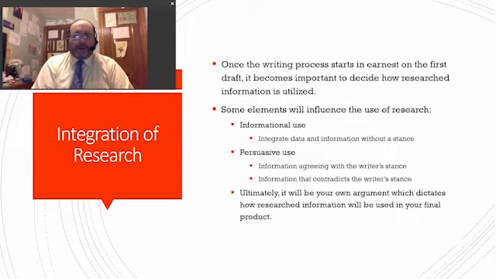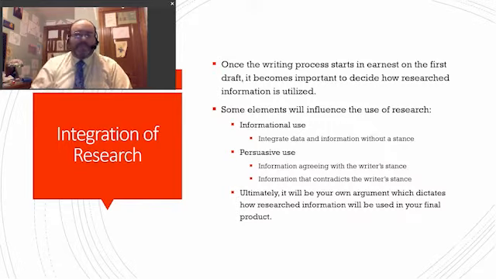Now, there's some elements that are going to influence how you use your research. Okay, one is if you're using it for informational use. That is, say you're integrating data and information without a stance. Okay, this is the purest form of research, where you're basically looking for information for the sake of having the information. The other possibility here is persuasive use, where you are using the information to agree with the writer's stance, or information that contradicts the opponent. Okay. So persuasive use research is going to be mostly what you use for argument's sake. It's going to be how you're going to justify your argument.